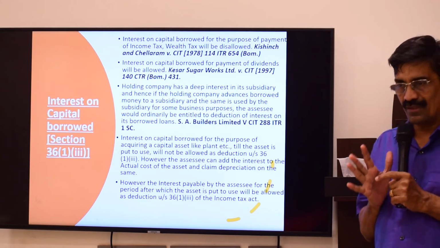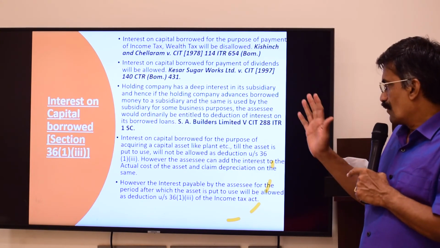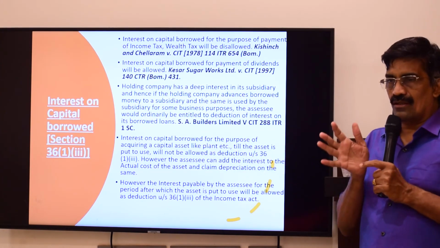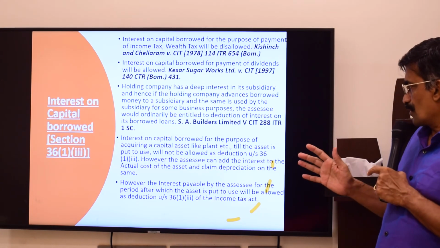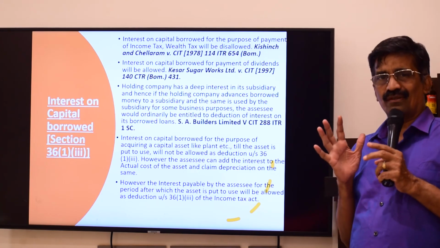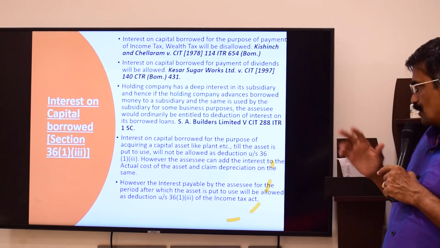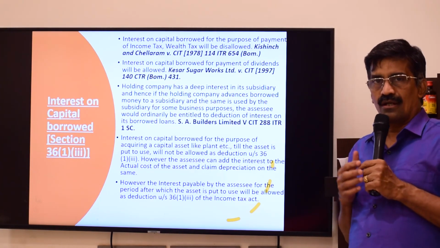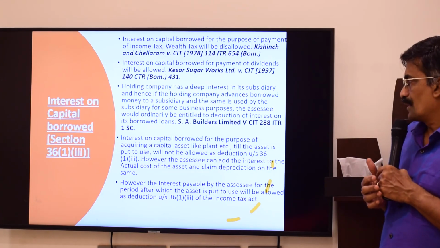So that's a very important ICDS. While reading 36(1)(iii), read it along with the Income Computation and Disclosure Standard also. There is no difference in income tax between qualifying assets; all assets are qualifying assets. So that's one precaution you have to take, both in examination and in practice. So let's move on.